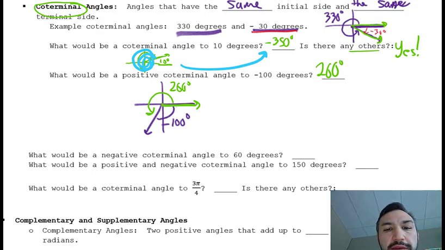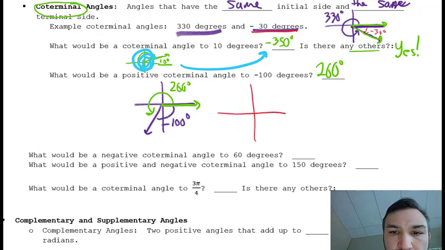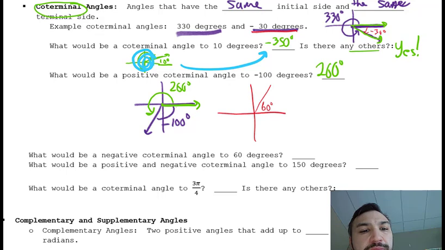Okay, what would be a negative coterminal angle to 60? So this is what 60 looks like. I do encourage you to try to draw these pictures too. After a while, I don't know that you need the visual all that often, but definitely early on with trigonometry, visualizing it helps you out a lot.